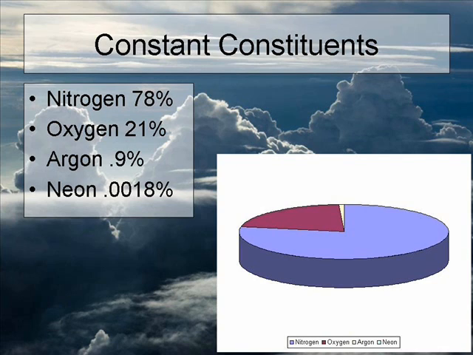Your second constant constituent is oxygen, which comes in at around 21%. Oxygen has important sources and sinks. A source of oxygen to the atmosphere is photosynthesis. Plants, in the presence of light, use their chlorophyll to produce sugars, and a byproduct of that is oxygen. Oxygen gets added to the atmosphere. But it's approximately in balance with the amount of oxygen that is removed by the sinks of oxygen.